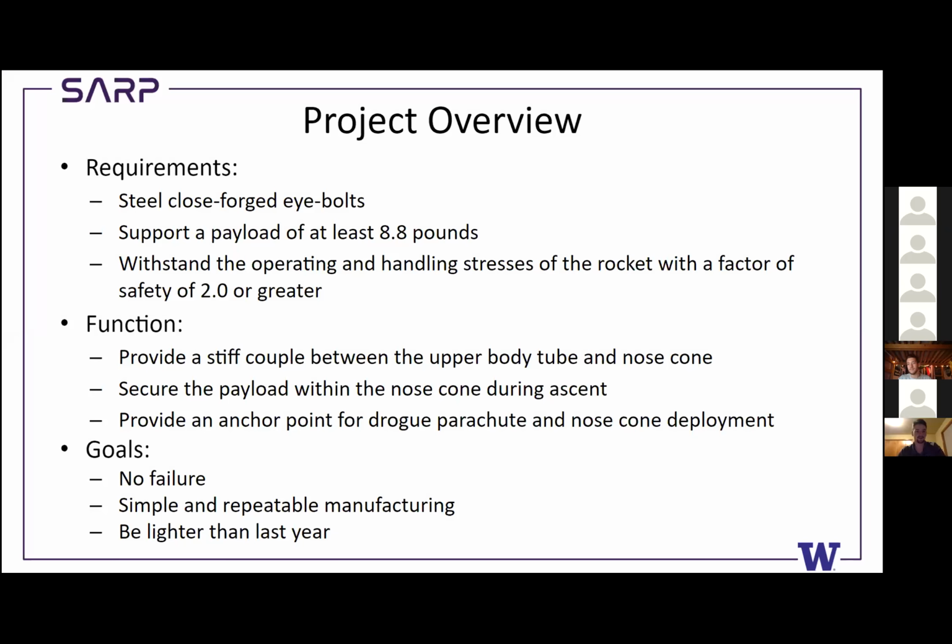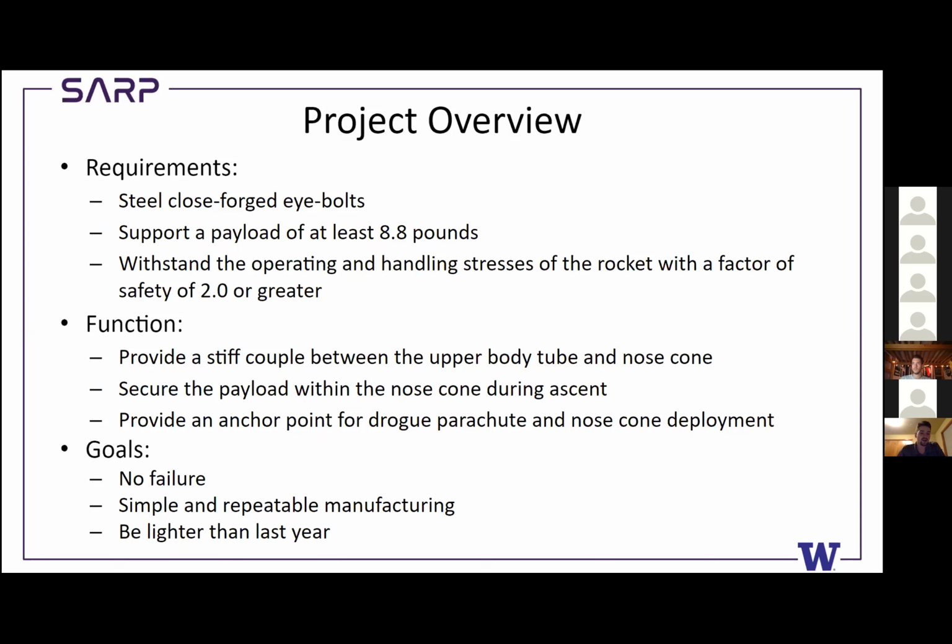All right, thank you, Alex. So here's Payload Coupler's basic project overview. We have some requirements we'd like to meet, such as supporting a payload of at least 8.8 pounds. We also want to withstand the stresses of the rocket with a factor of safety of 2.0 or greater.